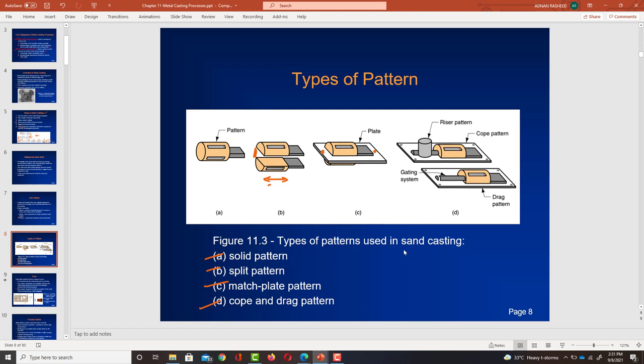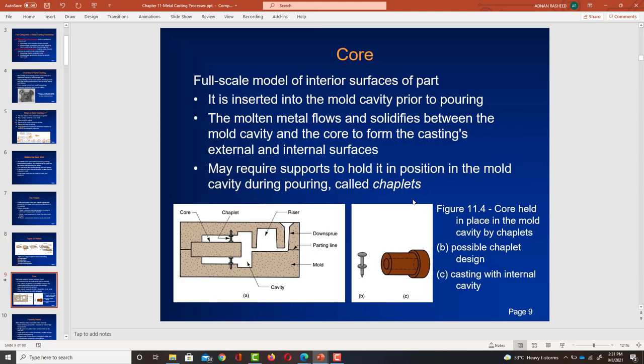Now cope and drag plate. This is the same as match plate, but here you can see the upper portion is known as the cope pattern and the lower portion is known as the drag portion. So half of the portion is given in the cope and half of the portion is given in the drag, and it has a riser and gating system as well. So this is the example of cope and drag pattern.